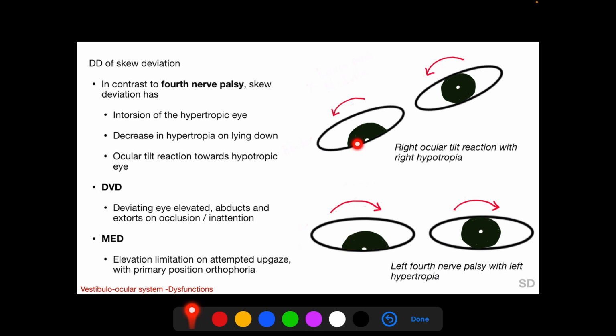In a right hypotropia from a right otolithic lesion, we have intorsion of the hypertropic eye and extorsion of the hypotropic eye, as well as a tilting of the head called an ocular tilt reaction. Whereas from a left fourth nerve palsy, the hypertropic eye is extorted and the hypotropic eye is intorted. In a dissociated vertical deviation, the deviating eye elevates, abducts and extorts upon occlusion or during inattention, and in a monocular elevation deficiency, the elevation limitation occurs only during an attempted upgaze, and we find orthophoria in the primary position.